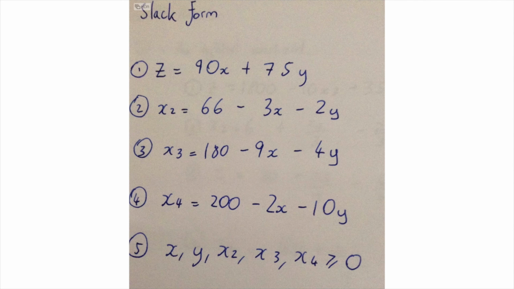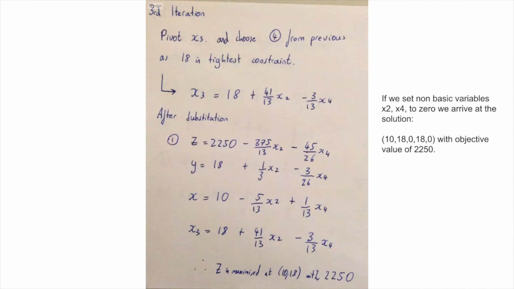We can now see that all non-basic variables in the objective function have negative coefficients, meaning that it cannot be maximized further. This means that Simplex terminates with an objective value of 2,250. If we set non-basic variables x2, x3 and x4 to 0, we arrive at the solution with x equal to 10 and y equal to 18.